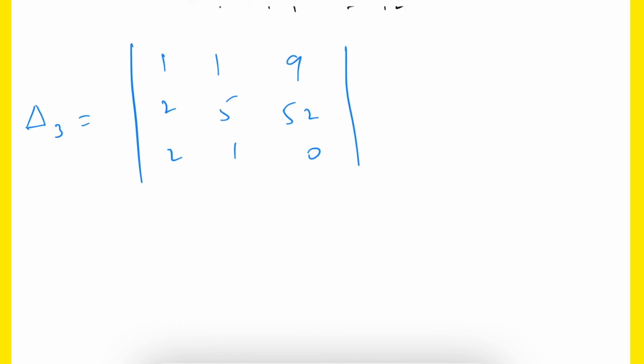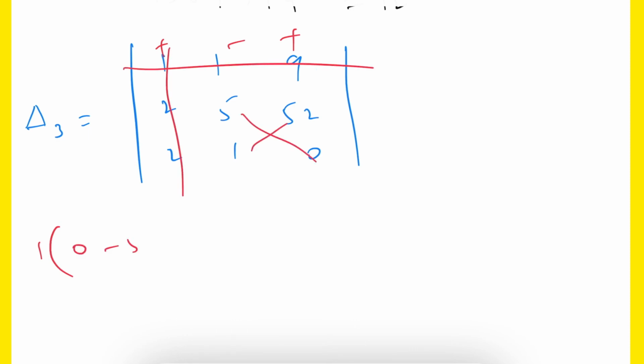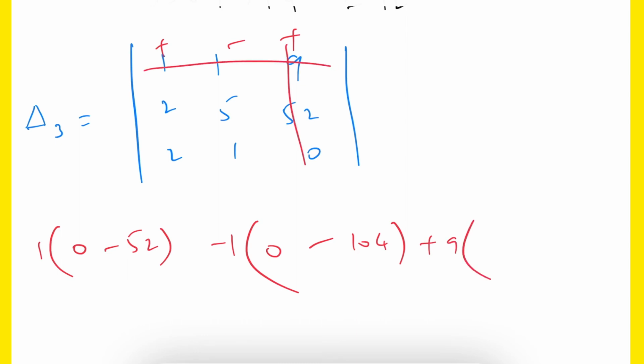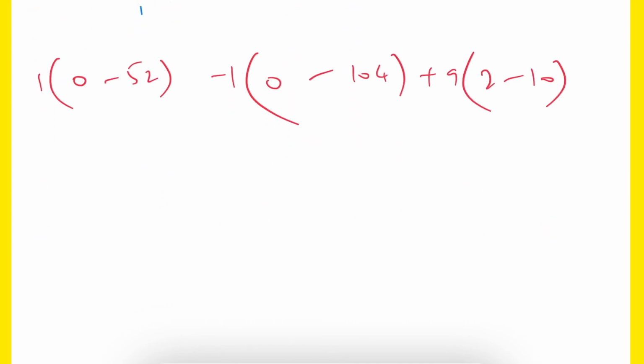Let us simplify this now, finding the determinant. This will become plus, this will become minus, this will become plus. So 1 into, if you remove this column and row, 5 into 0 is 0, minus 1 into 52 is 52. Next minus 1 into 2 into 0 is 0, minus 2 into 52 is 104. And last will be plus 9 into 2 1s are 2, minus 2 5s are 10. Now 1 into 0 minus 52 is minus 52, minus 1 into 0 minus 104 is minus 104, plus 9 into 2 minus 10 is minus 8.